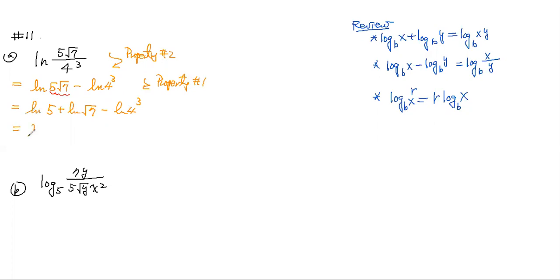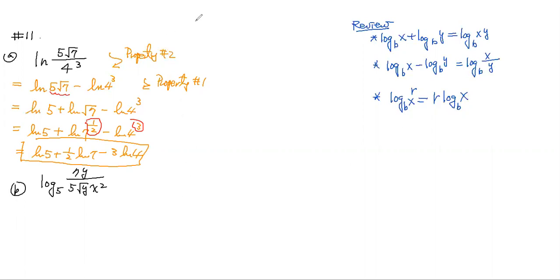Now in here, let's take a look. This is the natural log of 5. What is the square root of 7? Square root of 7 is 7 to the exponent 1/2. Then the natural log of 4 cubed. Now I can use property number 3 to move all these exponents to the front. So this will be the natural log of 5 plus 1/2 natural log of 7 minus 3 natural log of 4. Okay, that's it, right? That's pretty straightforward.